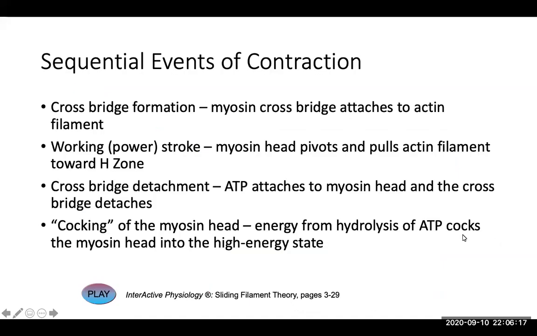These are the events of contraction. There's a cross bridge formation where the myosin head will attach to the actin filament. And then there's a power stroke, which is where the myosin head will pivot and pull the actin filament toward the H zone. The cross bridge will then detach due to the presence of ATP or energy. And then the myosin head will cock back into position to get ready to attach again.